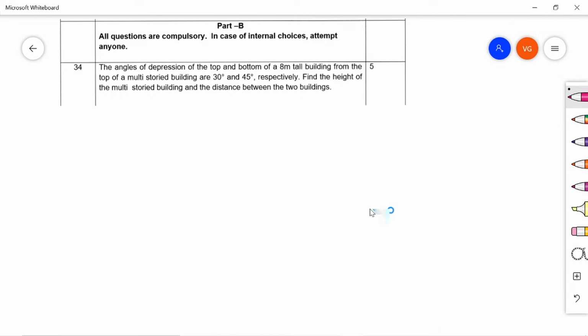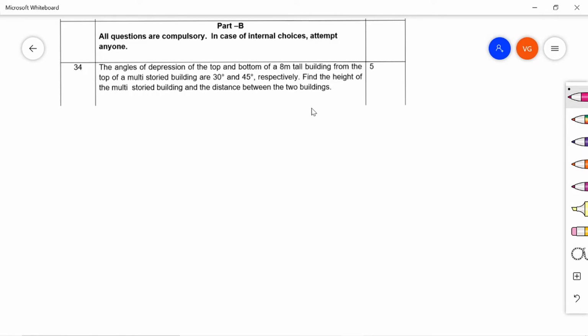Now coming to question number 34 in part B. This is a 5-marker question here. So long answer questions, writing each and every step in a long answer question is very important. Let us see the first one. The angles of depression of the top and bottom of an 8-meter tall building from the top of a multi-storied building are 30 degrees and 45 degrees respectively. Find the height of the multi-storied building and the distance between the two buildings, right?